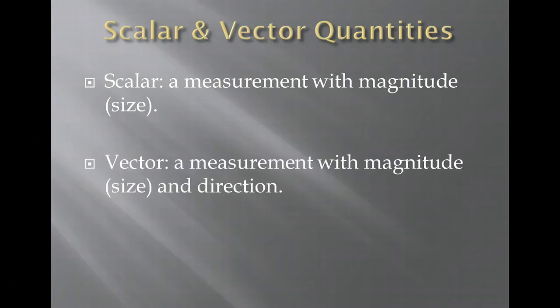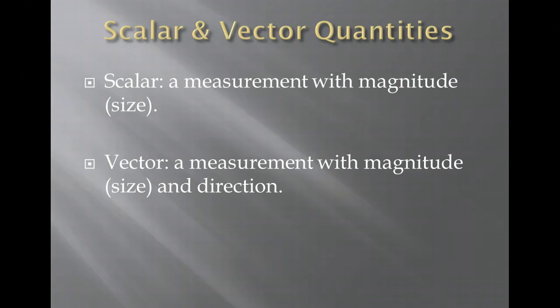When you deal with a vector, it is a measurement that has not only the magnitude or the size, but it also has a direction as well. For instance, if you push or pull a car, you have a certain direction that you are pushing or pulling a car. That would describe a vector.